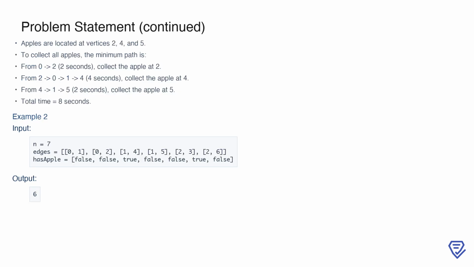To understand why the output is 8, we can visualize the tree structure. The tree has vertex 0 as the root, with 2 main branches. Apples are located at vertices 2, 4, and 5. To collect all the apples, we start from the root. First, we take the path from 0 to 2, which takes 2 seconds, and collect the apple at vertex 2.